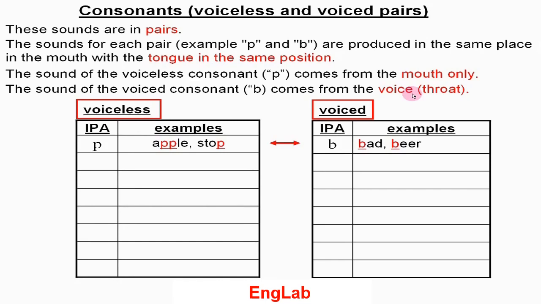So if you want to prove this to yourself, then you can say the letter P and you can say B, and you will find the difference. Okay, so you'll find the P comes out from your mouth and B comes out from your throat or voice. Okay, so you cannot pronounce B only using your mouth. You have to use your voice or throat or vocal cords, but you can pronounce P using only your lips or mouth. Okay, so that's why P is voiceless and B is voiced.